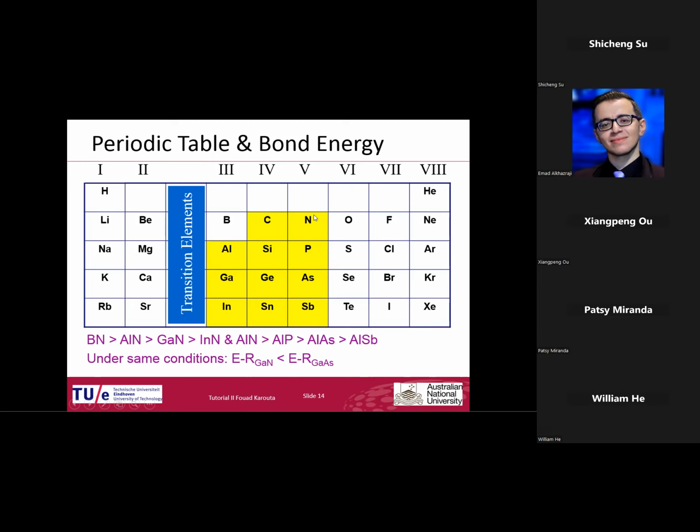So for III-V, when you consider these atoms, boron nitride, aluminum nitride, gallium nitride have higher energy than aluminum phosphide, gallium phosphide, or gallium arsenide, or antimony. So you get the same issue as well, that the etching rate of gallium nitride will be lower than the etching rate of gallium arsenide. Here we're talking about the same condition in the same chamber, of course, in this comparison.